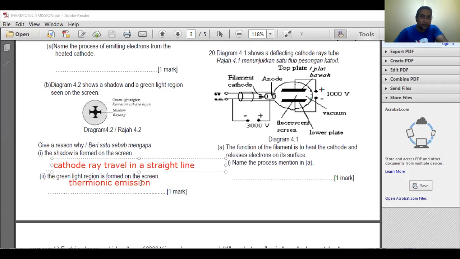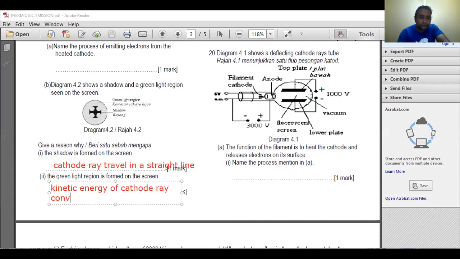Okay, next. Why is there a green light? The green light region forms because the kinetic energy of the cathode ray is converted to light. So the kinetic energy of the cathode ray is converted to light.